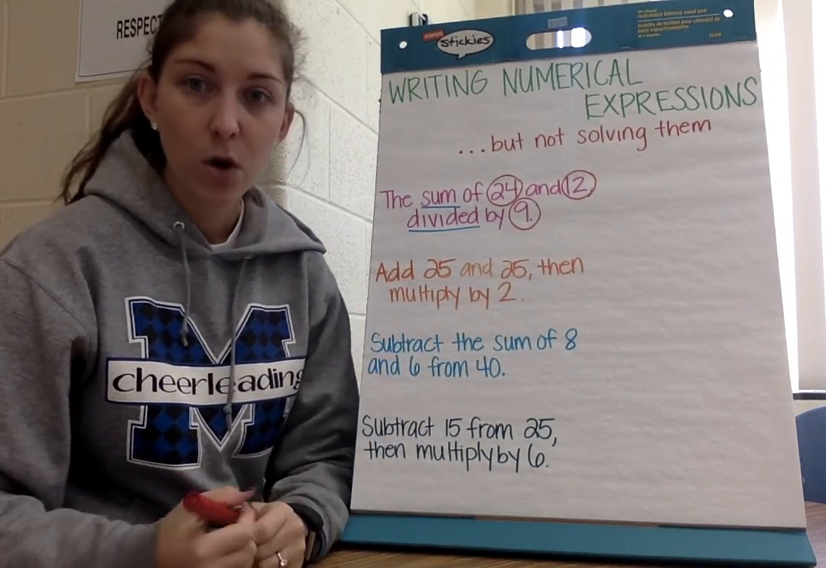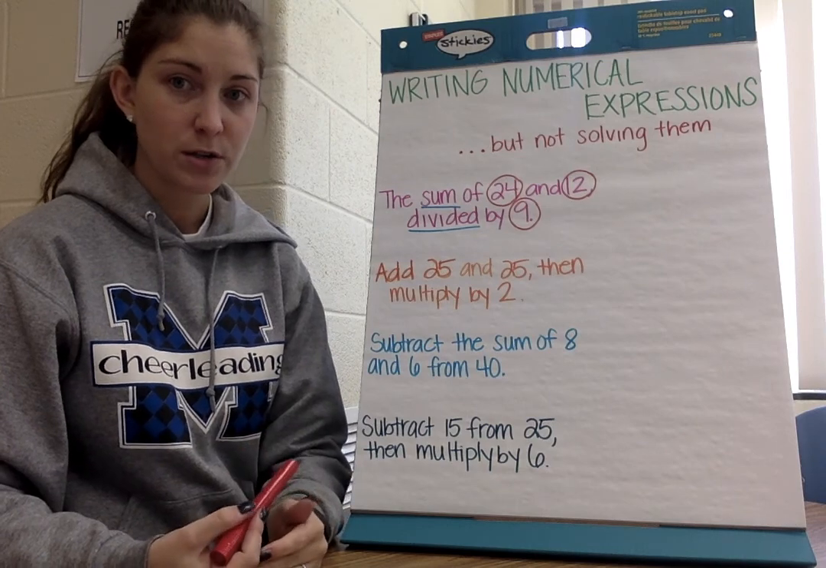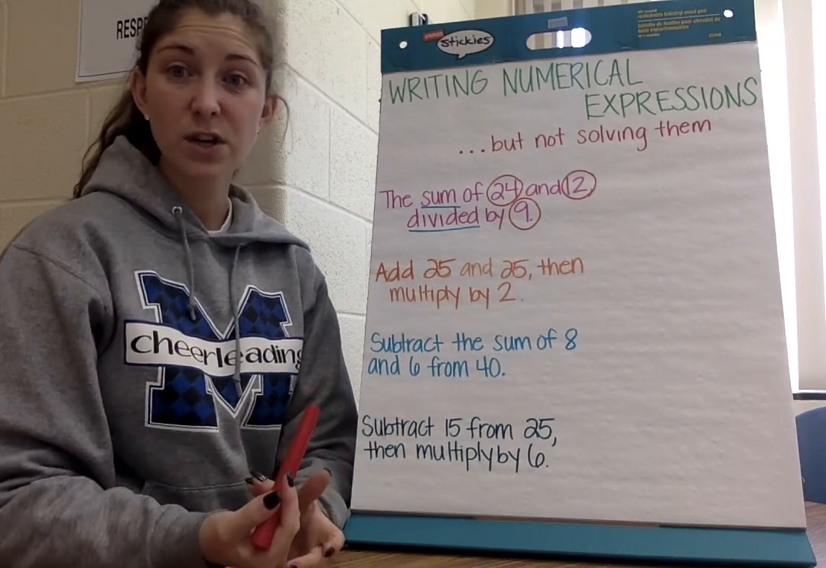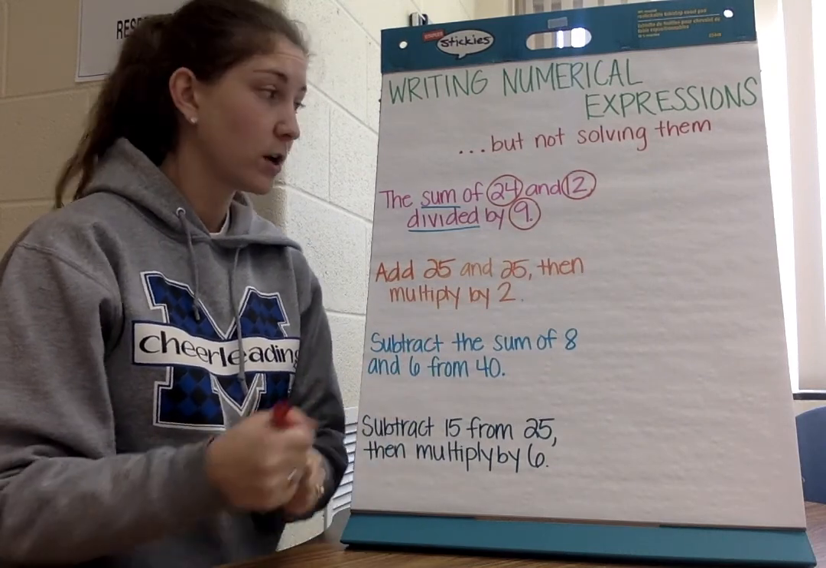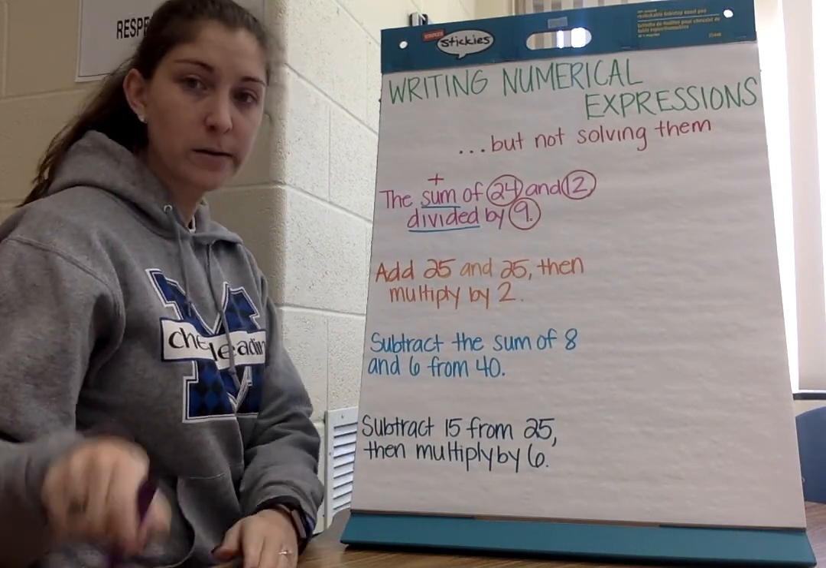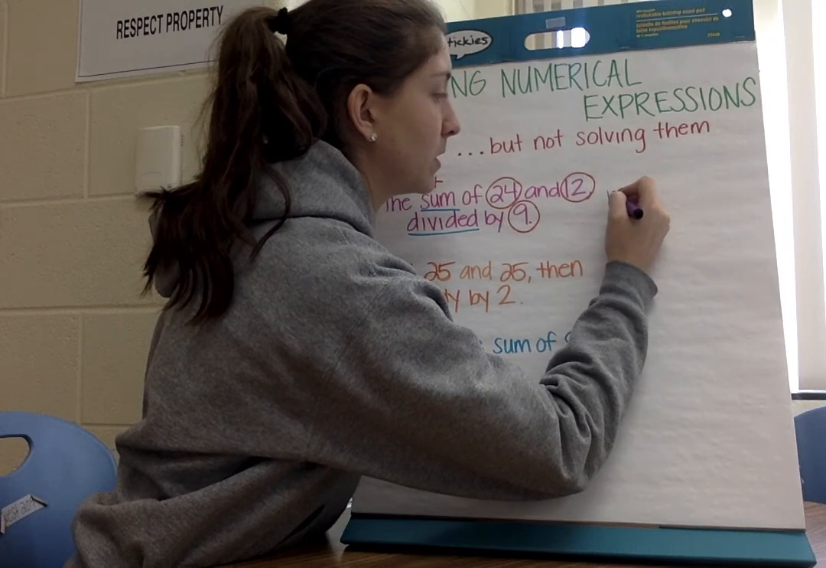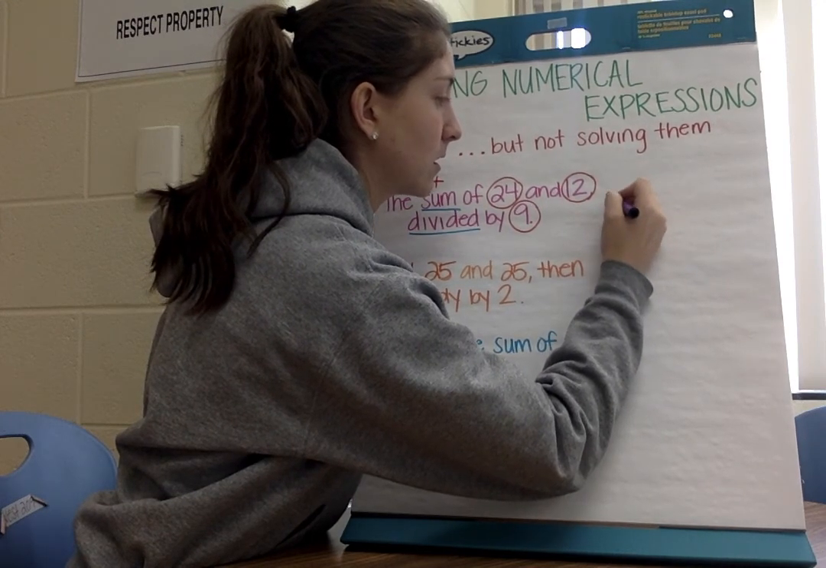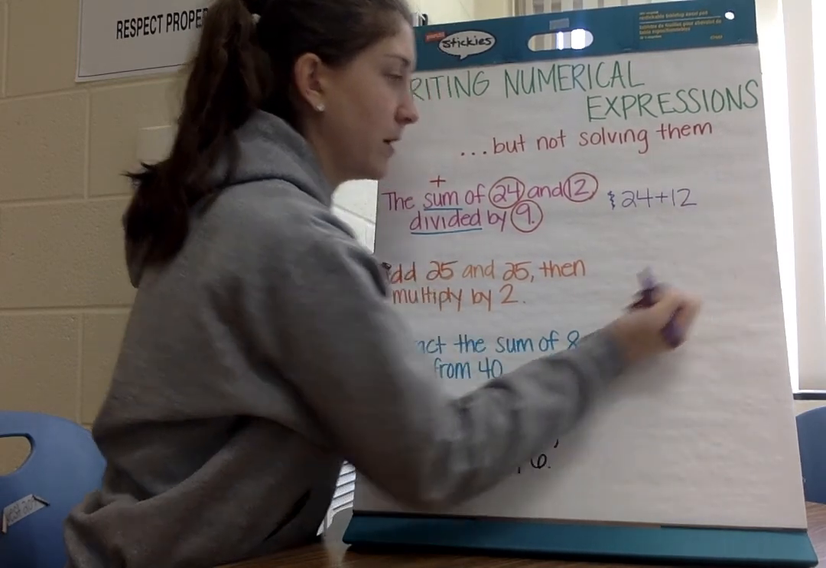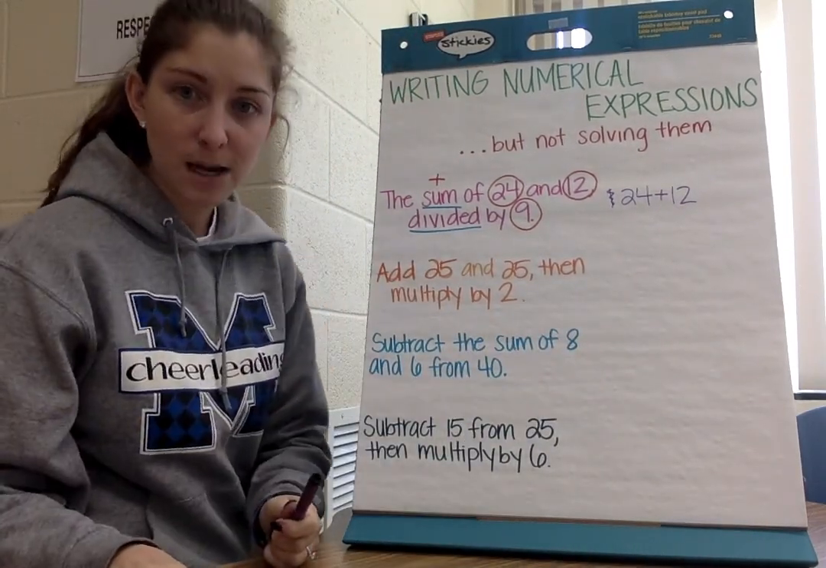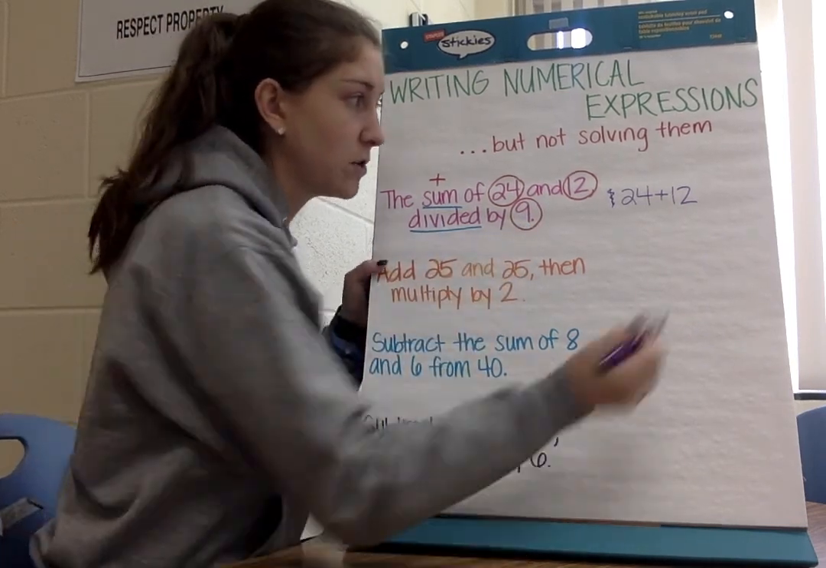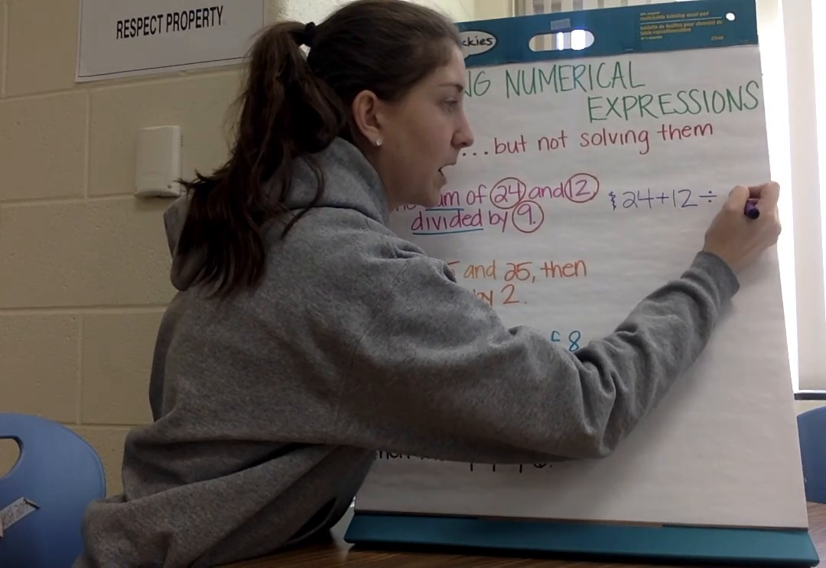Okay? Now, what is it that they want me to do first? Well, the first thing that I read is the sum of 24 and 12. So they're going to want me to add 24 and 12 first, because I know that sum means to add. So I need to add 24 plus 12. I'm going to put that over here. 24 plus 12. Now, my next operation that I see is divided by 9. So after that, they're going to want me to divide by 9.